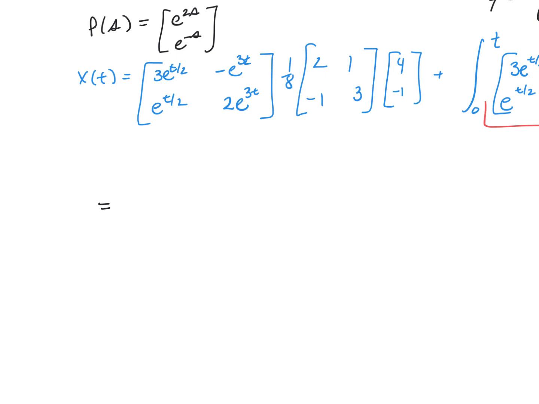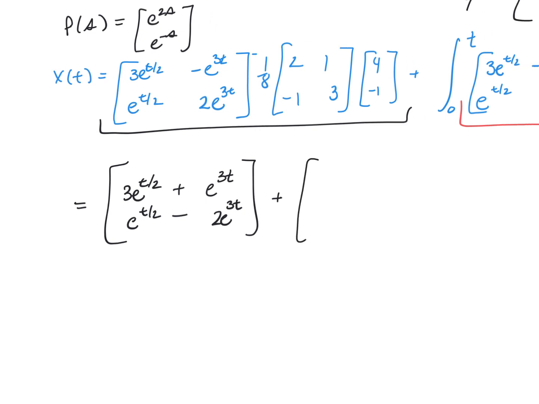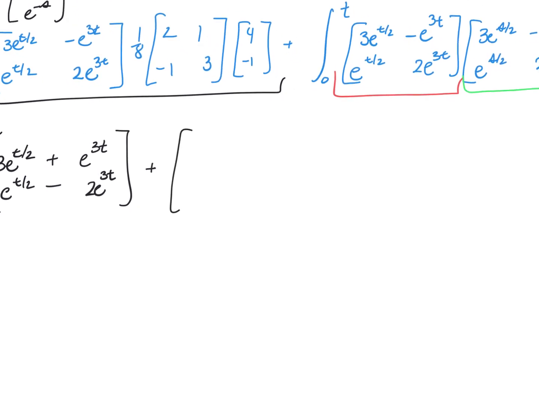almost the answer. When I multiply all of these through, I'm going to get 3e to the t divided by 2, e to the 3t. I'm going to have e to the t divided by 2, negative 2e to the 3t. Well, it should be a plus, and then that actually is a minus. So that's my first matrix, and then my second matrix, which is by the integration and the multiplication.